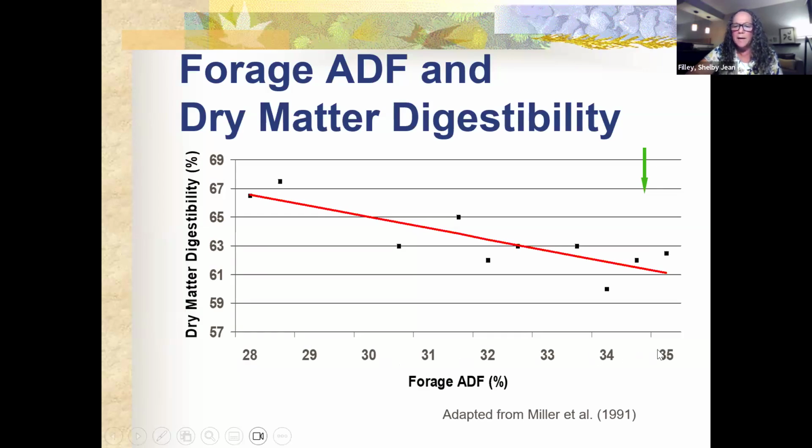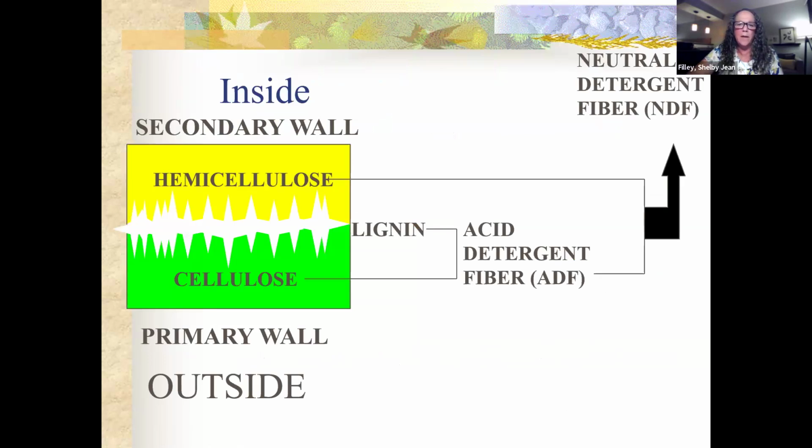So when we look at the forage acid detergent fiber, if we get too high of the ADF, the dry matter digestibility really goes down quite linearly. So a high acid detergent fiber plant is going to have very low digestibility. So we don't want high fiber like that. And so that's the ADF, these two. And we look at the neutral detergent fiber.